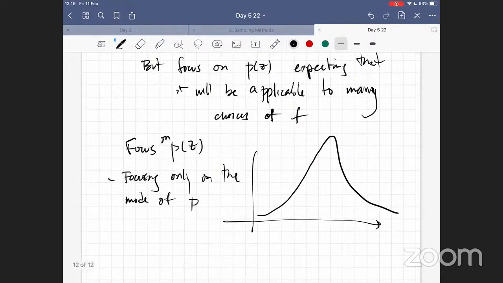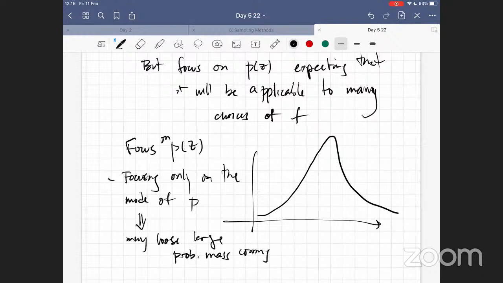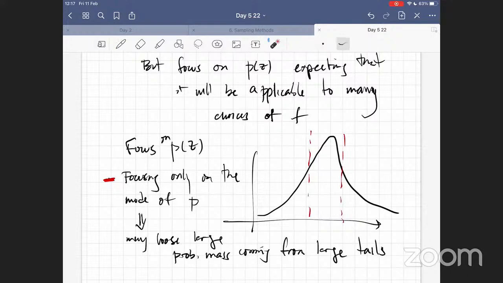So, well, it is not a good strategy because you may lose large probability mass coming from large tails. Right? So if you do this here, and then you only focus here inside, then you may have this problem.